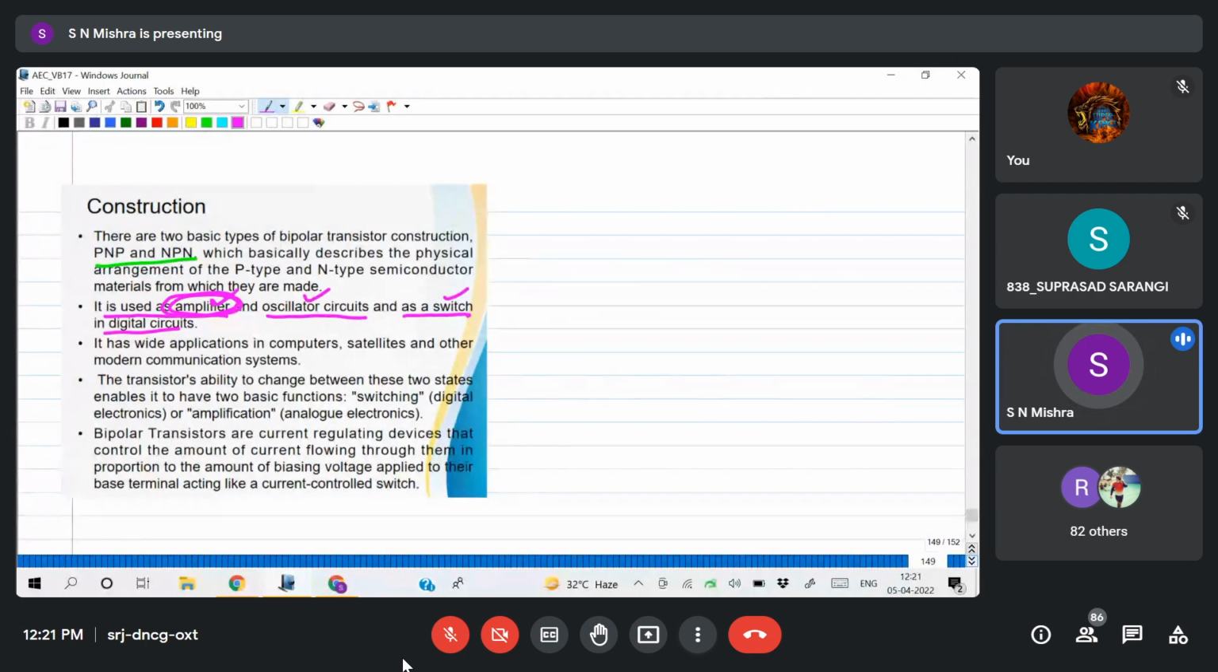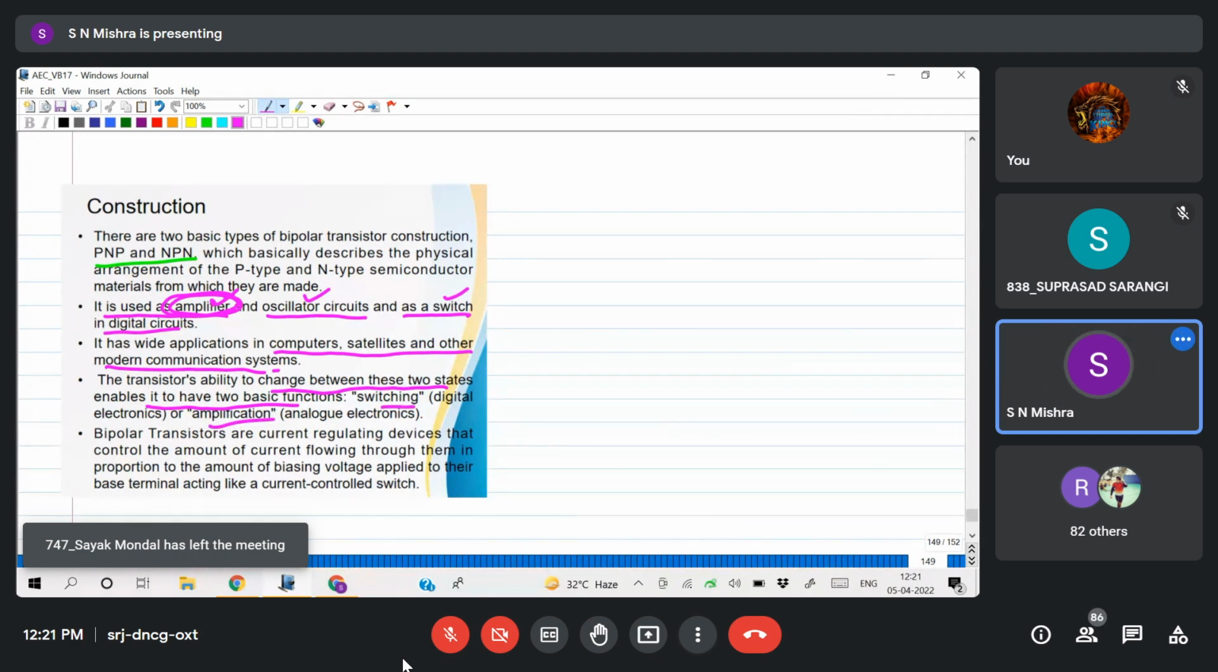So amplification, oscillator, switch, in all these things we use the transistor. Computers, satellites, communication systems, all of these use amplification. Without that, it is not possible. The transistor's ability to change between two states enables it to act as a switch. You have seen the logic gates: AND gate, OR gate, NAND gate, NOT gate. Inside these logic gates, transistors are there.